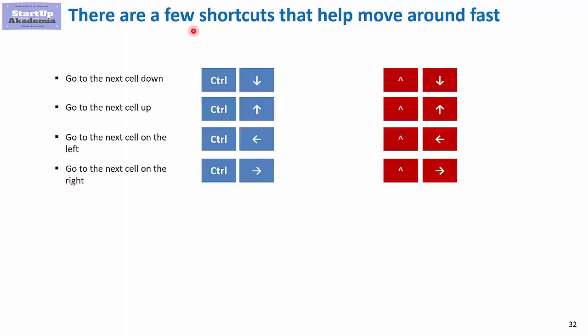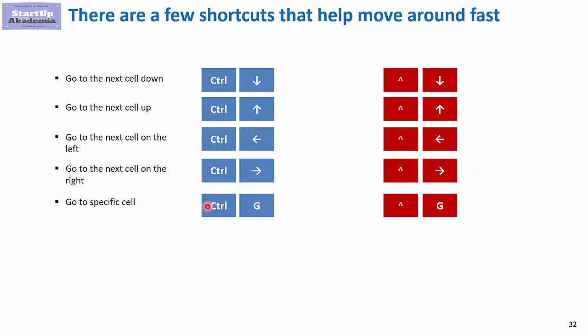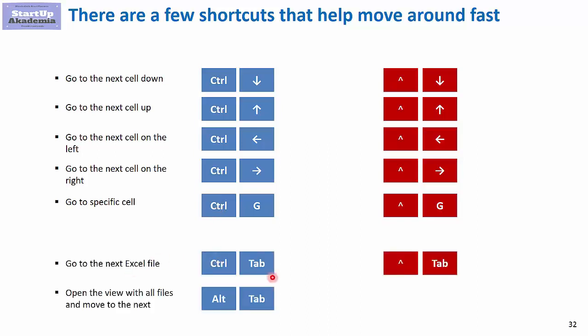First of all, the main shortcuts you will be using to go around are Control and the arrows. So down, up, to the left and to the right, and the same goes for Mac. If you want to go to a specific cell, then Control G for Windows and for Mac, and then you put the exact address. For example, as I have shown you, Y5000, and then it takes you to this specific cell. You can also go to the next Excel file. For this, you use Control Tab, or you can open the view with all the files and move to the next one, which is Alt Tab, and it's actually something I would use more often.